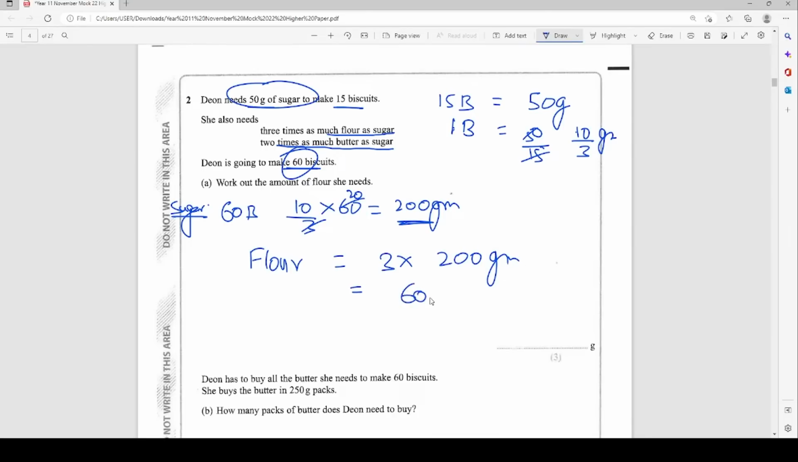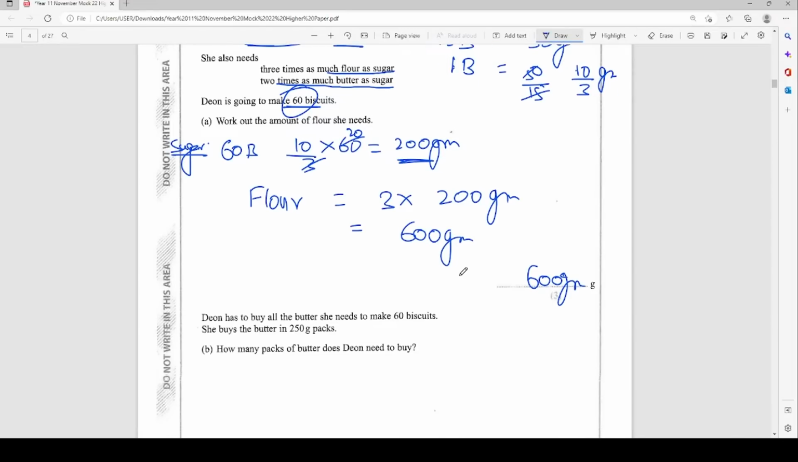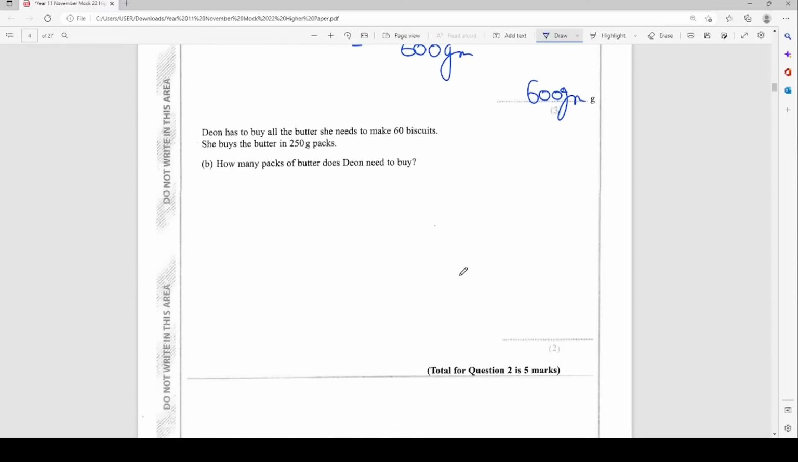3 times 200 gram, that's going to be 600 gram, and that's what my answer is. So you can see how the question's difficulty increases. The first question would be quite accessible compared to the second question. This is how the exam boards try to give you questions. Basically, the difficulty or the demand of a question rises linearly. So every new question that comes to you would be more challenging compared to the previous one.